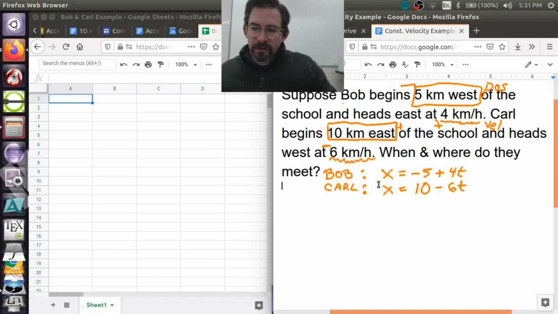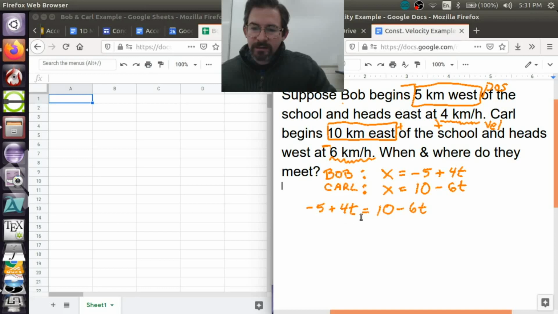So now the thing we want to know is when these are equal to each other. If this x equals this x, if the left-hand sides are equal, then the right-hand sides must be equal too. So setting the right-hand side of the Bob equation equal to the right-hand side of the Carl equation, I've eliminated x, and I'll get an equation that just has t. Let's see how that works. I've got -5 for Bob plus 4t equals positive 10 for Carl minus 6t.